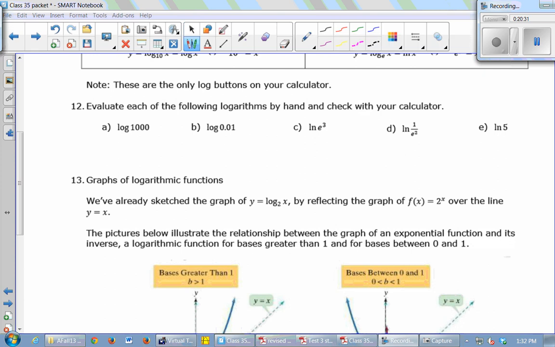Okay, so log of 1,000. That is asking you what power should you raise 10 to make 1,000, right? Because there's no base showing, so you have to assume there's a little base 10 there. So this is saying 10 to what power will give me 1,000. And what does x end up being? 3, yeah. So log base 10 of 1,000 equals 3. How about log of 0.01? -2, yeah, because 10 to the -2 is 0.01.